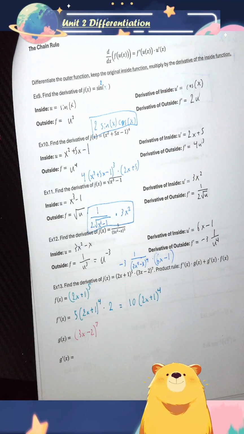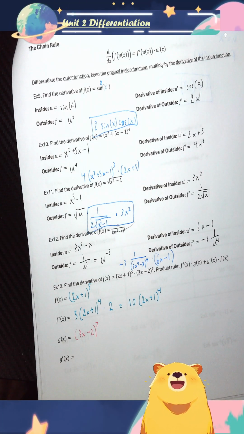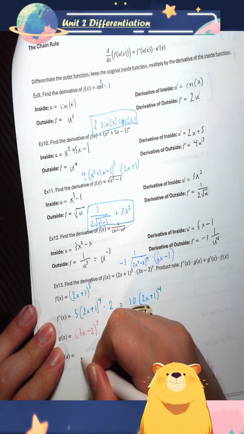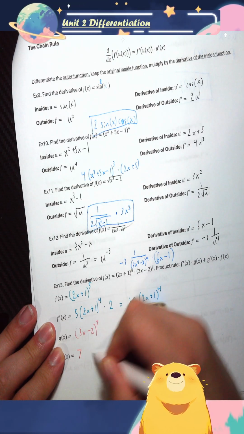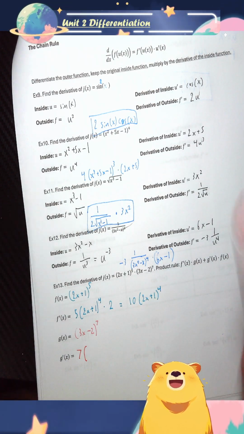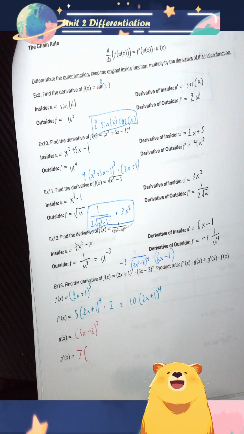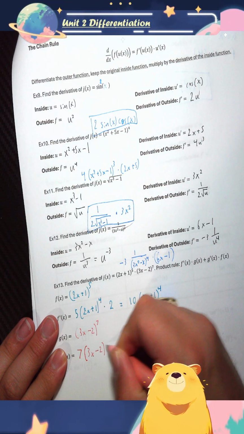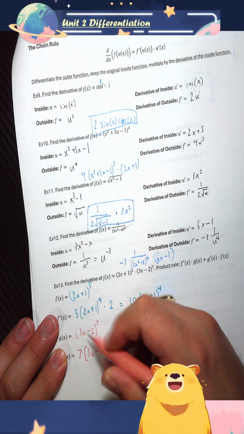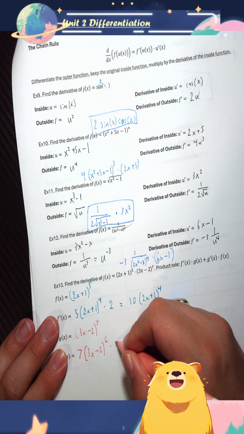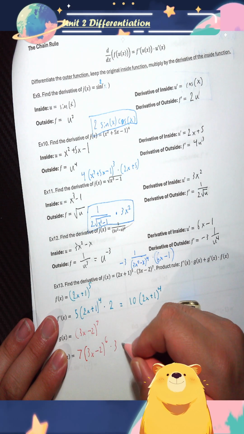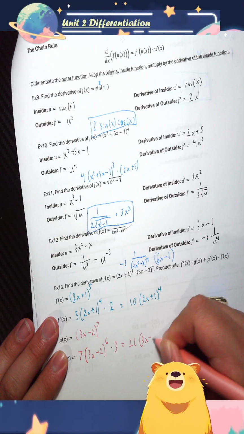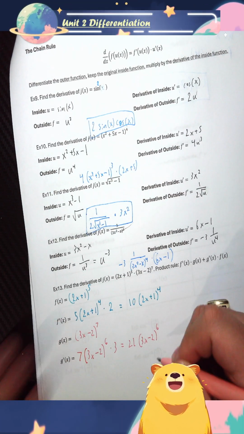Over here, a similar situation will occur. You'll have 7 times (3x minus 2). Knock one power down, and times the derivative of the inside, which is just 3. So 21 times (3x minus 2) to the power of 6.